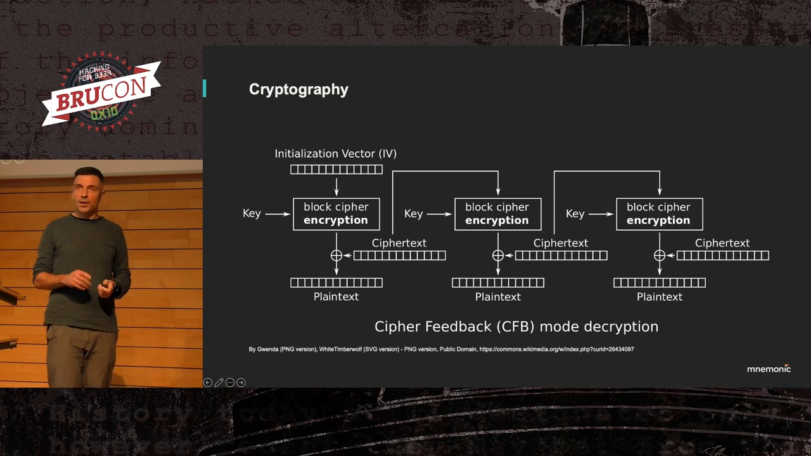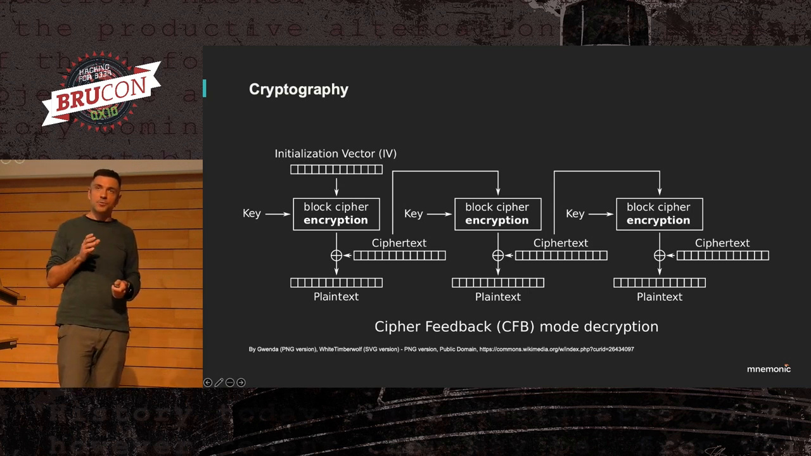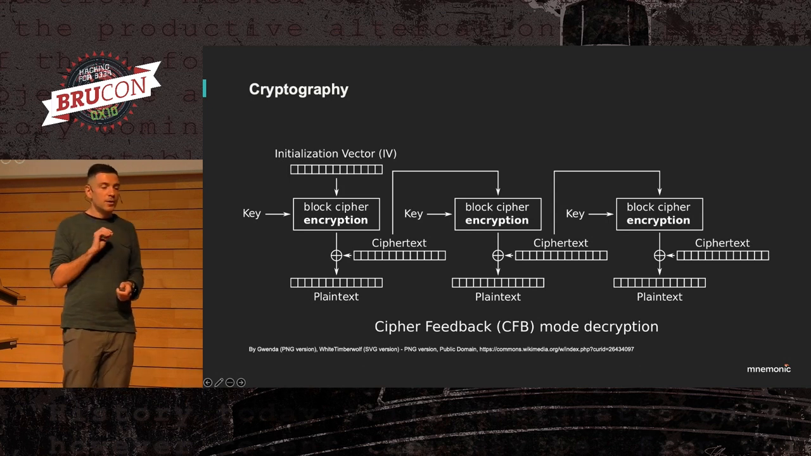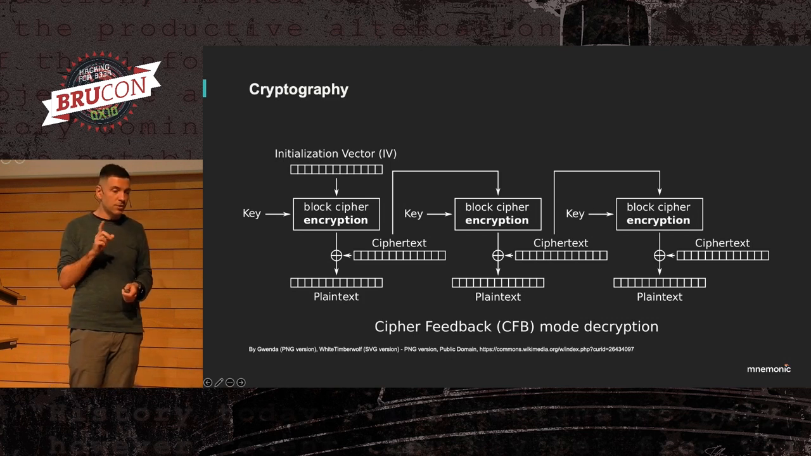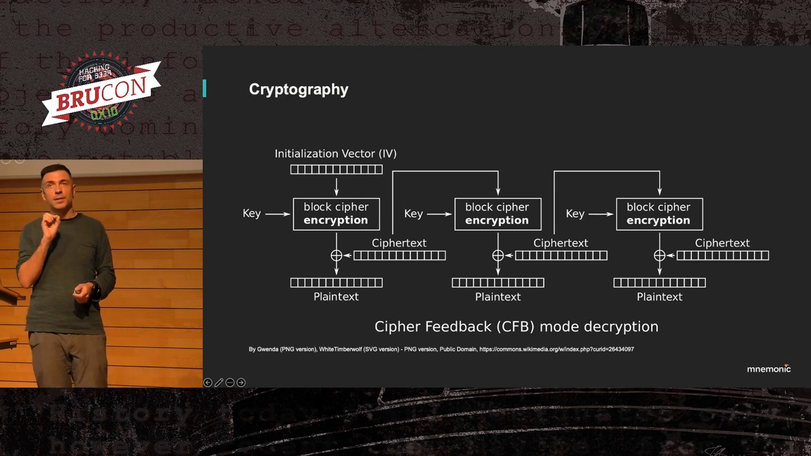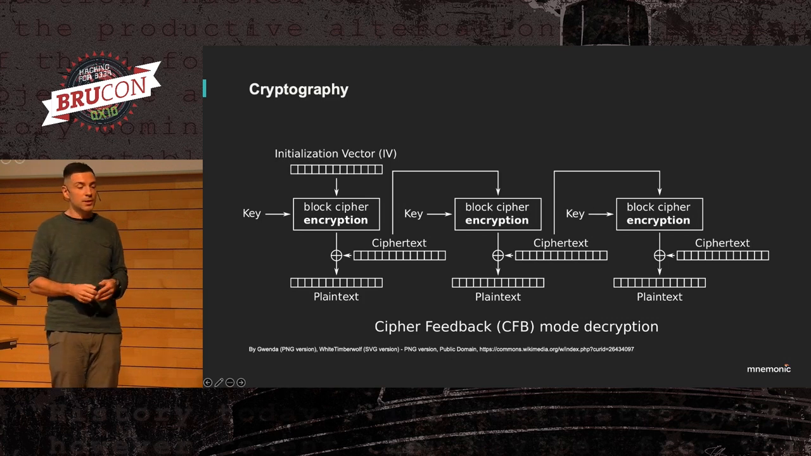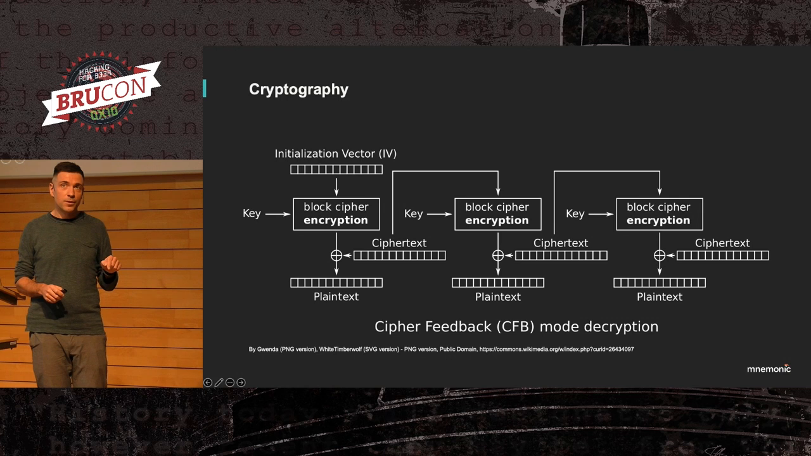So you have some ciphertext, and you have a key, and you have an IV, and you need the key and IV to get the plain text, right? The thing about CFB is that that is true in general for all cipher block modes that use an IV, at least. But in CFB, the IV is only required to get the first plain text block, and all subsequent plain text blocks only rely on the actual ciphertext itself.